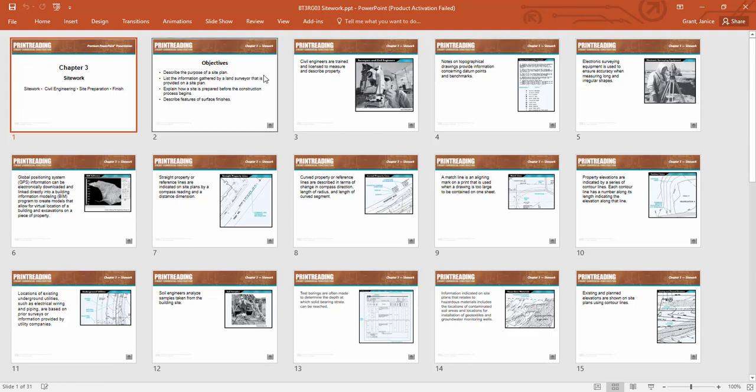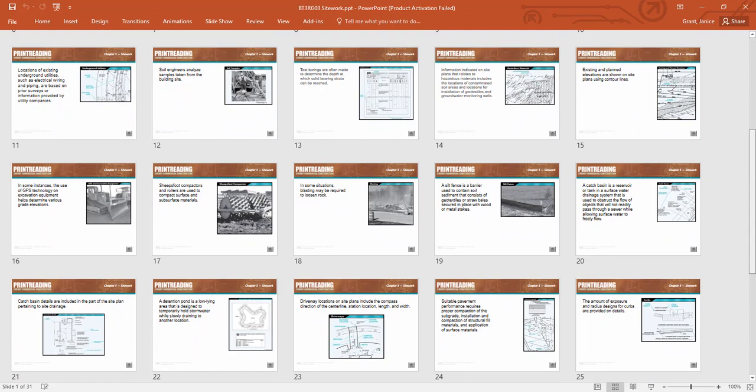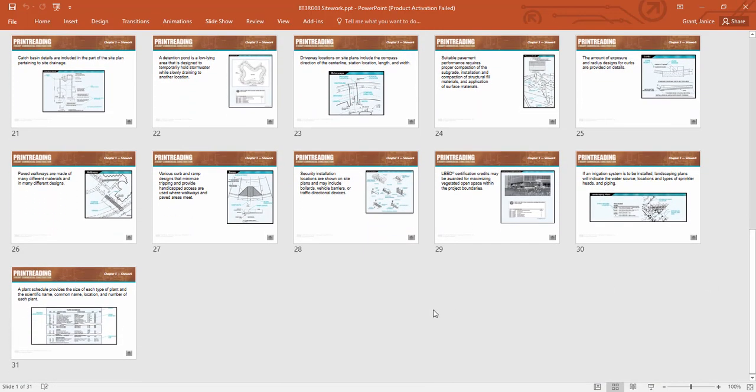So, for instance, these slides will talk to you about the surveyor and GPS, along with what a match line is, elevations, spot elevations, contour lines, test borings, like soil borings for the strength of the soil and the capacity there, catch basins, silt fences, and what all of these things are, detention pond. So there is a difference between a retention and a detention pond that we'll take a look at in a minute.